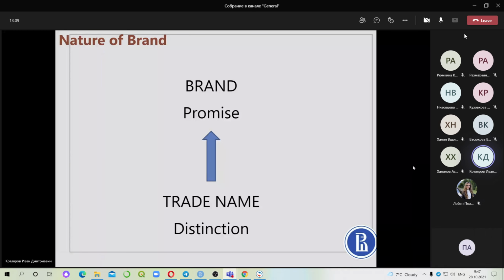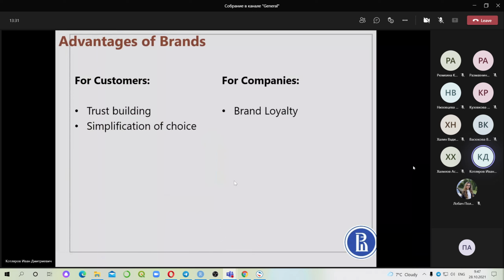Yes, it is. Okay, so you should bear it in mind that there is a trade name and there is a brand. Actually, a trade name is very important because it is a basis for your brand. But trade names should not be confused with brands. They are only parts of brands. Okay, what are advantages of brands for customers and for companies?